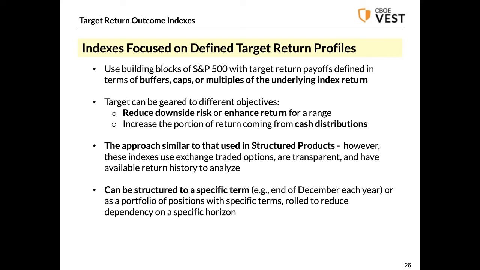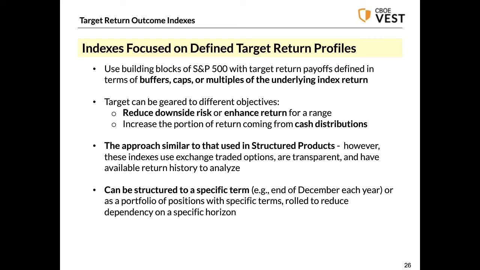Or you might look at a multiple of the underlying index return. These are the ways you describe the shift in the return distribution. The target can be in terms of reducing downside risk, enhancing returns, or looking for a more regular portion of return coming from cash distributions.